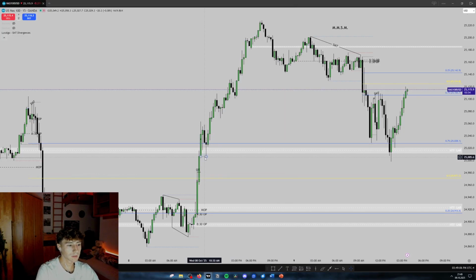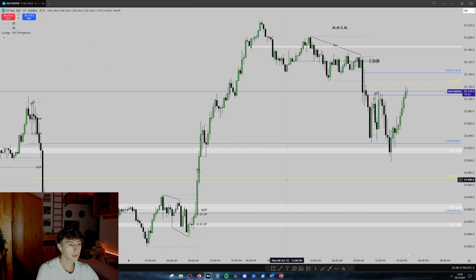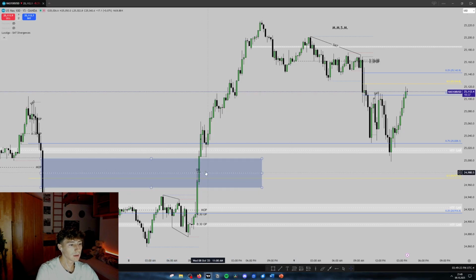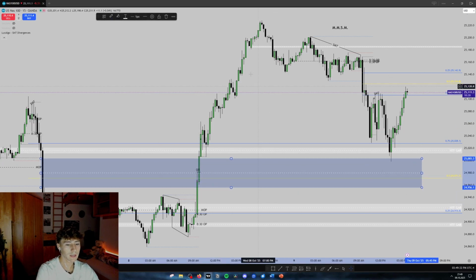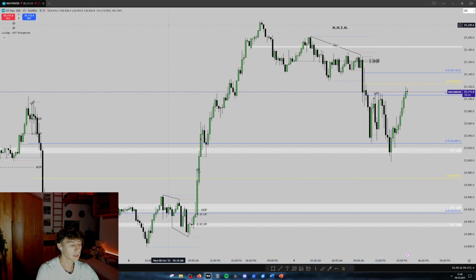And we still also have the inefficiency right here, so that's definitely a busy, which would also be an important target, and also consequent encroachment. But because we sold off right here and ripped higher right here, so that's basically a down close candle followed by only up candles right here. So therefore this level is actually a balanced price range, what I realized later.